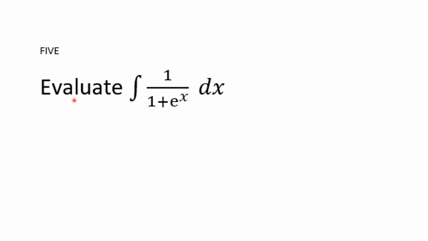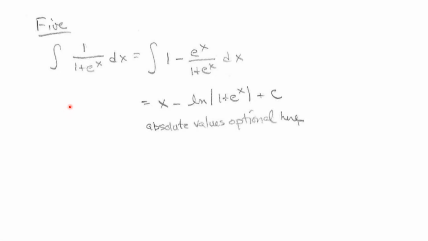Here you were to evaluate this indefinite integral. And here make use of another tried and true technique in mathematics of adding and subtracting e to the x. Once you do that, you have things that you can handle fine, and your answer is going to be x minus the natural logarithm of the absolute value of 1 plus e to the x plus c. And the absolute values here are optional because that term is always positive.